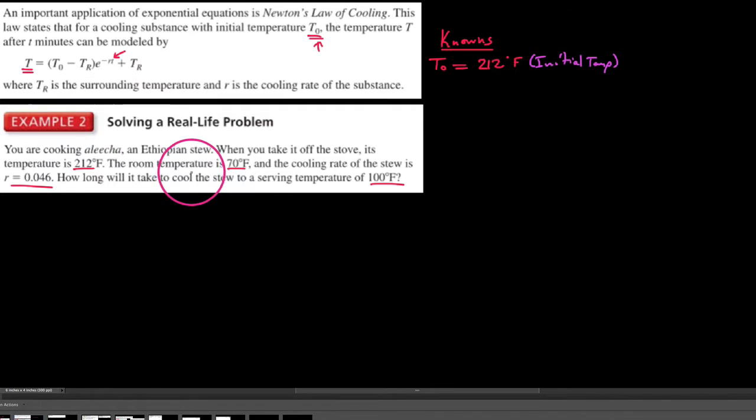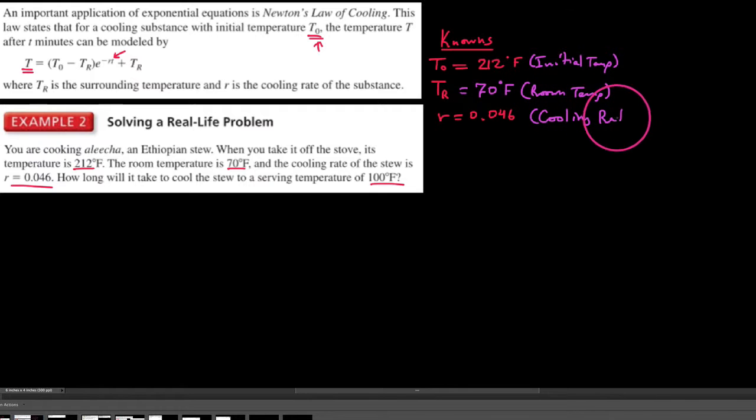Now, what else do we know here? It says the room temperature is 70 degrees Fahrenheit, and we were to use T sub R for this. So let me get this in red also. We say T subscript R is 70 degrees, and this is in Fahrenheit as well. So we say room or surrounding temperature. So we're going to say room temp. Okay, so moving onward, it says that the cooling rate of the stew is r here. We see that r is 0.046, and we're going to make a little note here: this is our cooling rate.